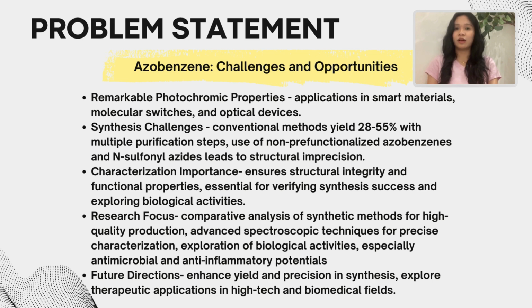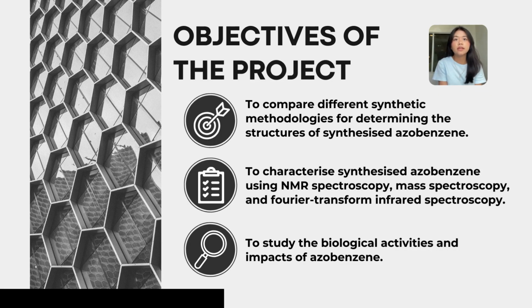To address these challenges, a comparative analysis of synthetic methodologies is essential to identify efficient and precise methods for high-quality azobenzene production. The objectives of this study are to compare different synthetic methodologies for determining the structure of synthesized azobenzene, to characterize synthesized azobenzene using nuclear magnetic resonance (NMR) spectroscopy, mass spectroscopy, and Fourier transform infrared spectroscopy, and to study the biological activities and impact of azobenzene.